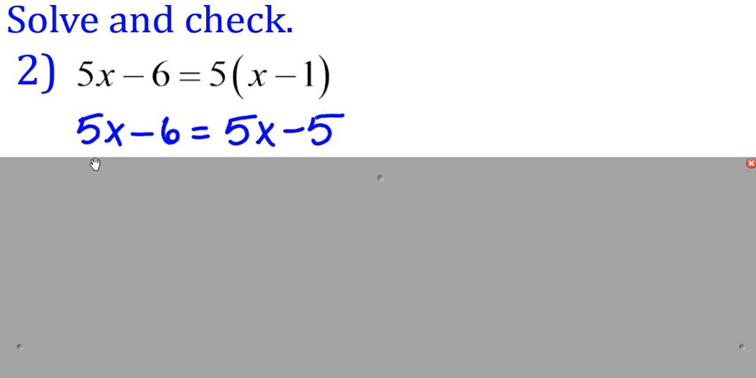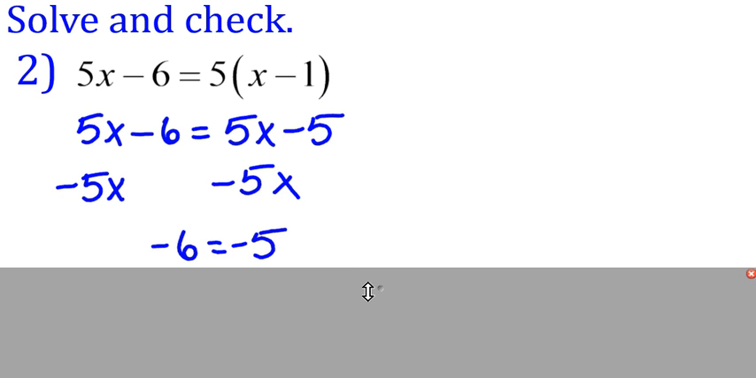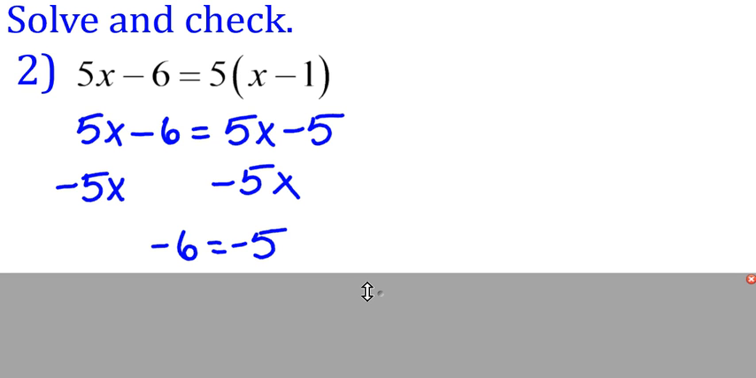Well, my small variable would be 5x. It's positive. To undo that, we need a negative, so we're going to subtract it. And that gives us negative 6 equals negative 5. Well, we know that negative 6 cannot equal negative 5. Since it's a false statement, that means there is no solution to our equation.